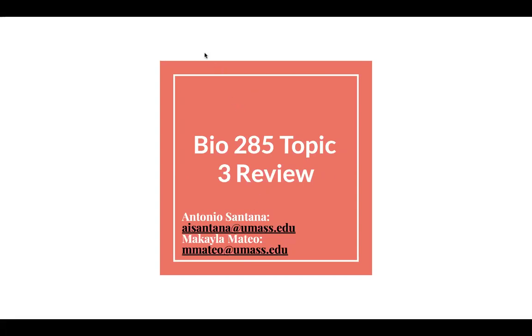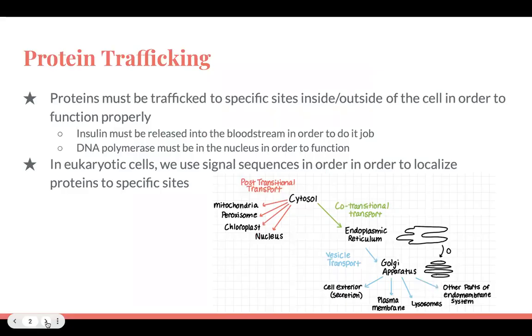Okay, cool. All right. Welcome to the Bio 285 review session for topic 3. So starting off, you know that in the cell, proteins must be trafficked to specific sites inside or outside of the cell in order to function properly. For example, insulin must be released into the bloodstream in order to do its job. It can't stay inside of the cell. Another example would be DNA polymerase. It needs to be moved into the nucleus in order to undergo its function.